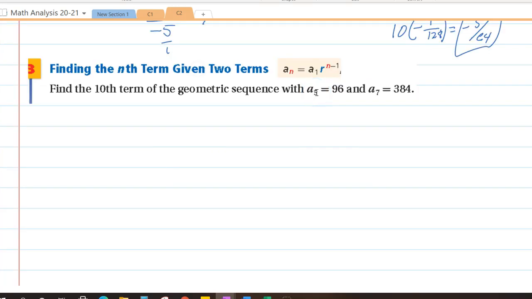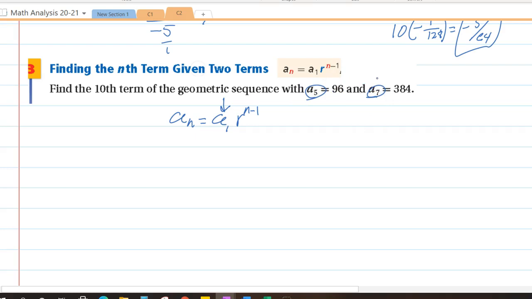Okay, here's a bonus challenge question. Instead of giving us a sequence, they simply gave us 2 terms, and they want us to find the 10th term. This is how it works. Our normal formula, a sub n is equal to a1 times r to the n minus 1. Problem, we don't have an a1. We have the 5th term and we have the 7th term.